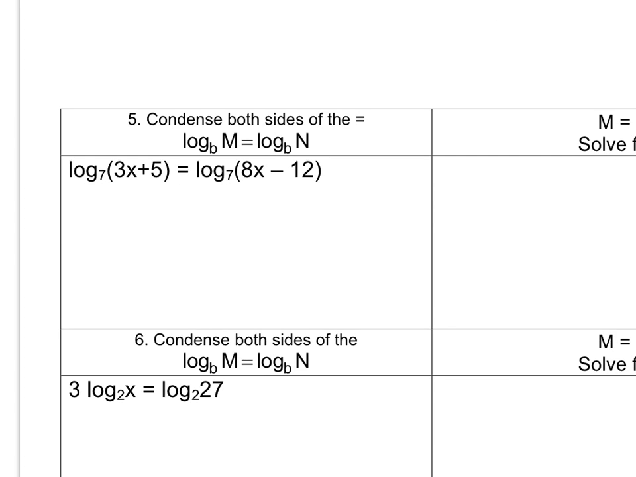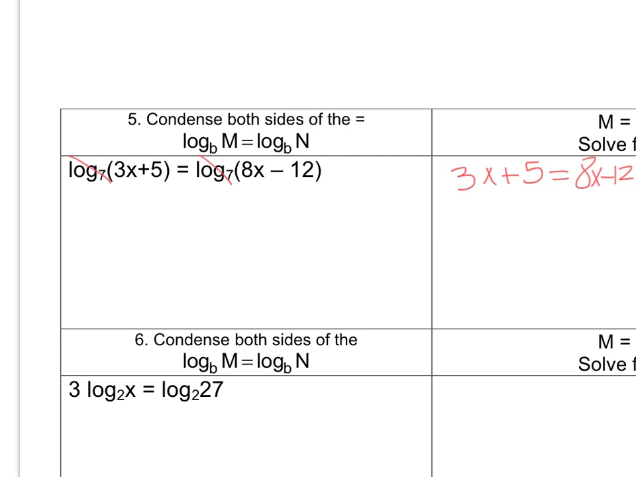Log base 7, 3x plus 5 equals log base 7, 8x minus 12. As you can see, I have only one log on the left, I have only one log on the right, so I can apply this rule where I can cross out the log 7. I will end up having 3x plus 5 equals 8x minus 12.